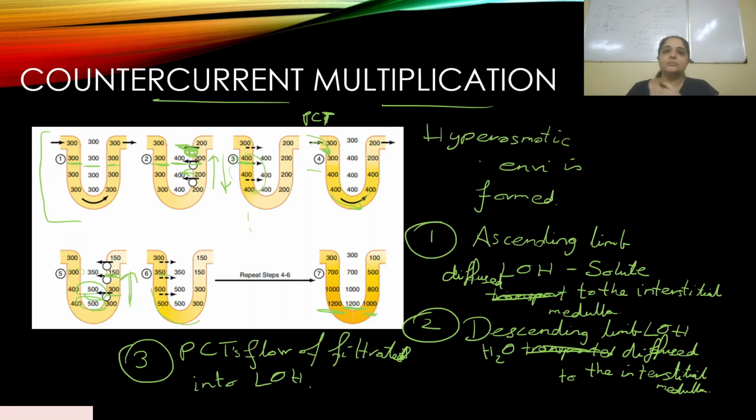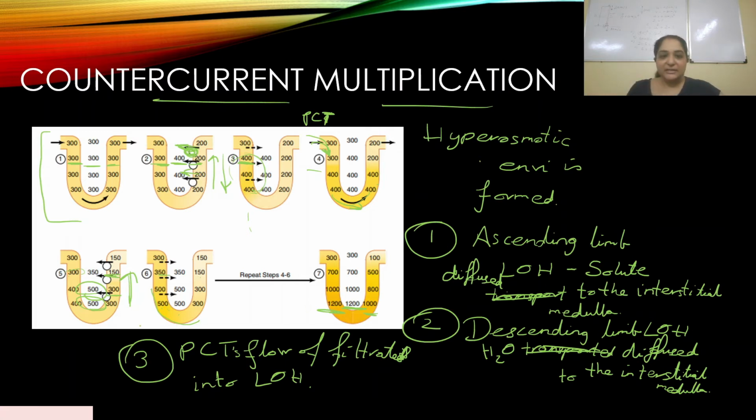And again the same method happens: the ascending limb of the loop of Henle transports or diffuses its solutes out, and then to balance that osmosis, the water also gets diffused out from the descending limb of the loop of Henle. Again then PCT pushes its fluid in. That is how a hyperosmotic region is created. Okay, this is called countercurrent multiplication. You can see the osmolarity is being multiplied. It's increasing with every step.